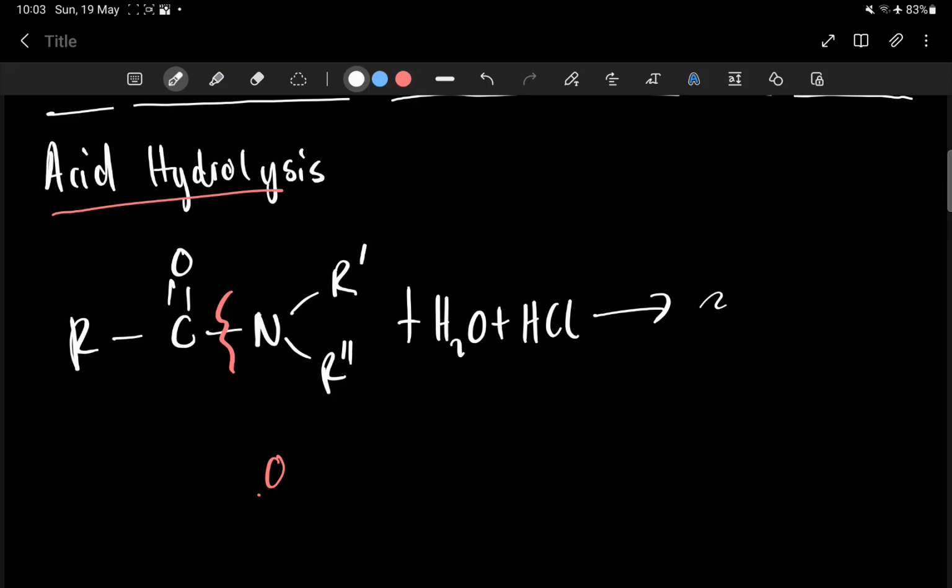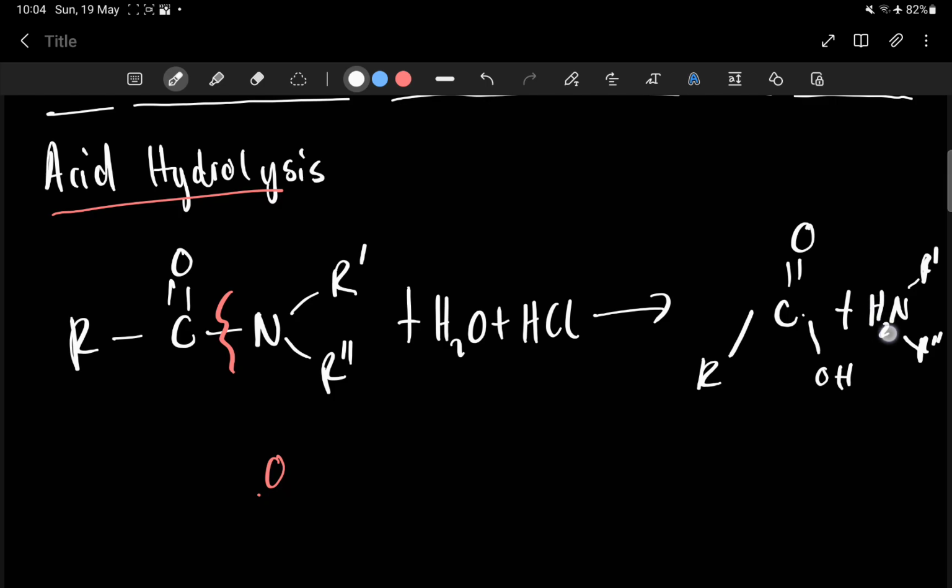So what we will end up having is R bonded to C double bond O, and now we will have an OH. Then plus, this N goes away. It's an N bonded to an R prime and an R prime prime. You say, oh, 2 bonds already, we just need 1 more. Let's put 2 hydrogens, and it becomes positive, and then you have a chlorine minus coming.